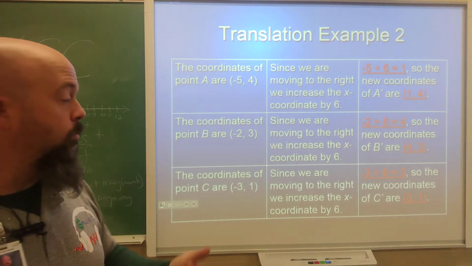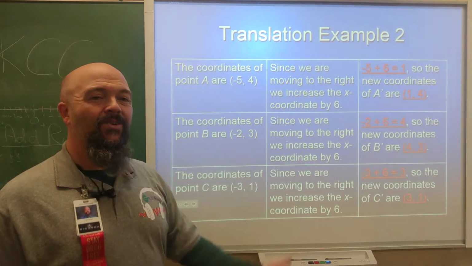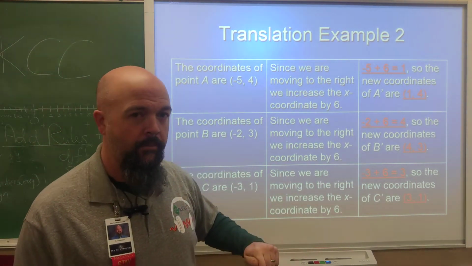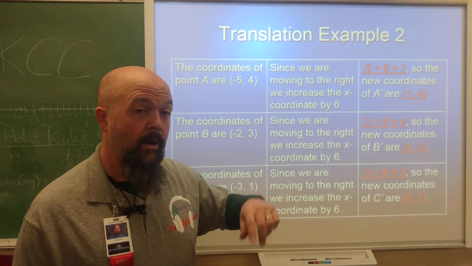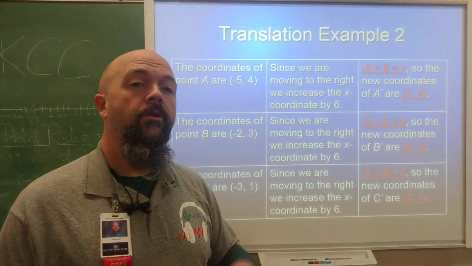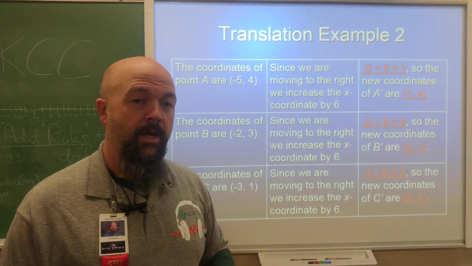And then the last point, of course, at -3, 1. Also add 6 to it. So that becomes positive 3, 1, for C apostrophe. Again, remember, this is all referring to the translation, the slide of a shape or a point.